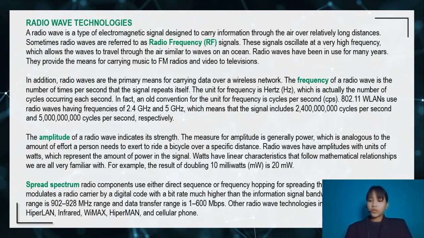A radio wave is a type of electromagnetic signal designed to carry information through the air over relatively long distances. For example, cellular networks, radar, radio astronomy, and satellite communication. These examples have antennas that can send and receive data or information from far distances. Radio waves are also known as radio frequency, RF, signals.